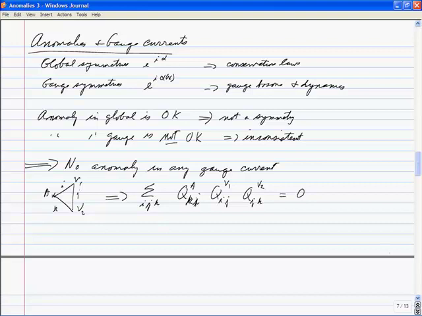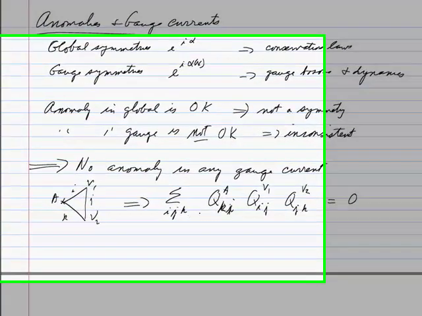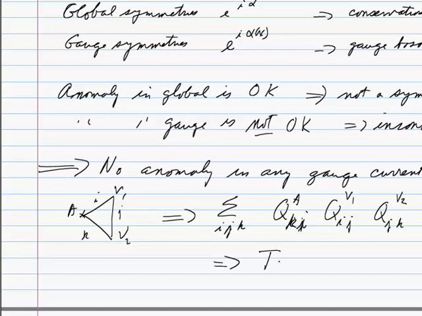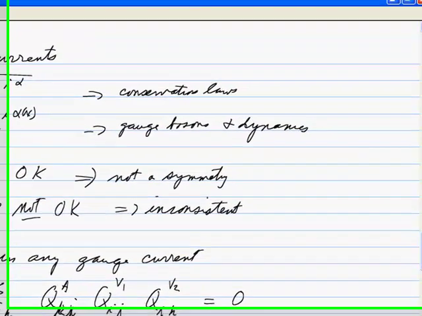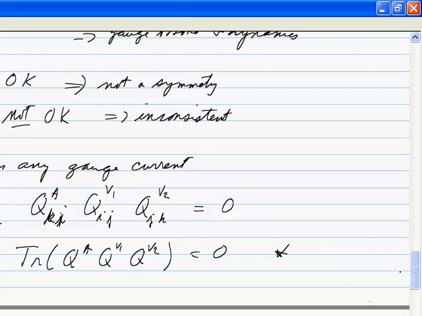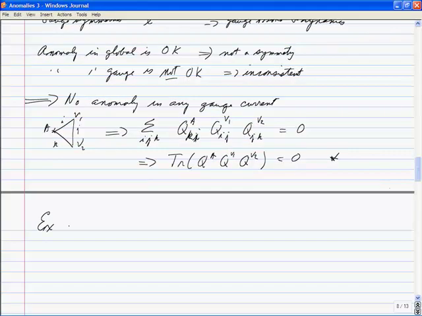Yes, the masses may be different, but the masses don't change the high energy behavior, so the high energy behavior works out. So this is then the trace of Q_A, Q_V1, Q_V2 equals 0. And this is actually, it's not always completely trivial. Let's do an example just to show you that it's not trivial.